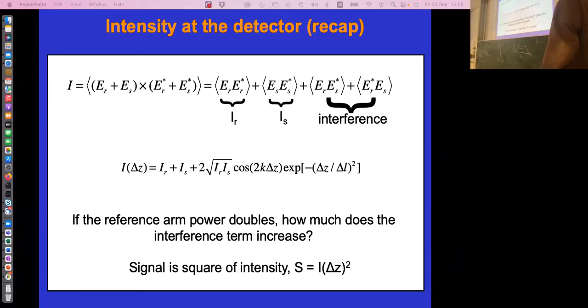So I asked this question already: if the reference arm power doubles, how much does the interference term increase? And the answer is a square root of 2, if I double the reference arm power.